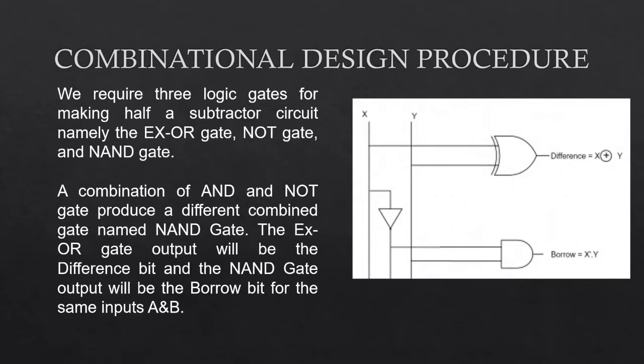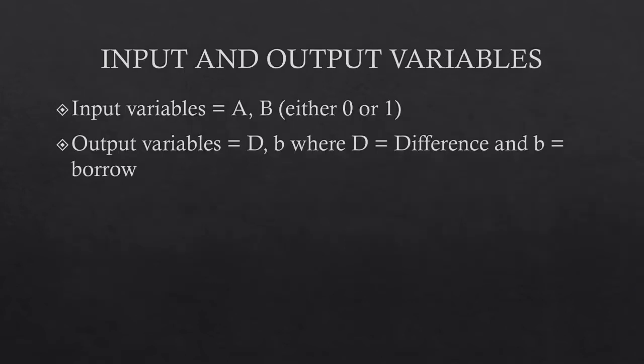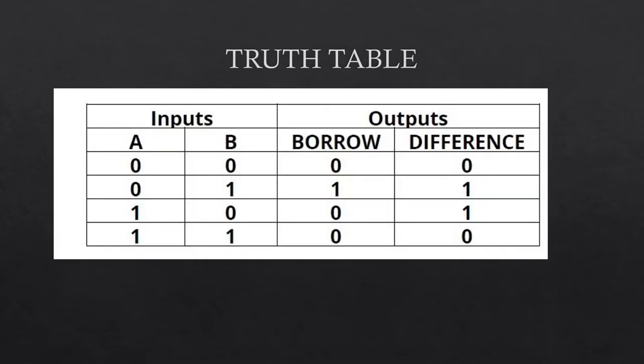So the combinational design of a half subtractor is as follows. It basically consists of 3 logic gates, the XOR gate, the NOT gate and the NAND gate. The XOR gate output will basically be storing the difference bit, and the NAND gate output will be storing the borrow bit for the inputs A and B respectively. So the input variables based on our design are A and B, and the output variables are D and B, where D is the difference and B represents borrow.